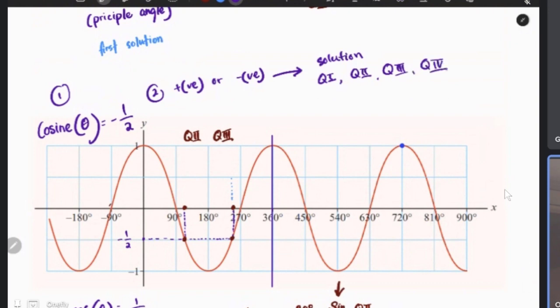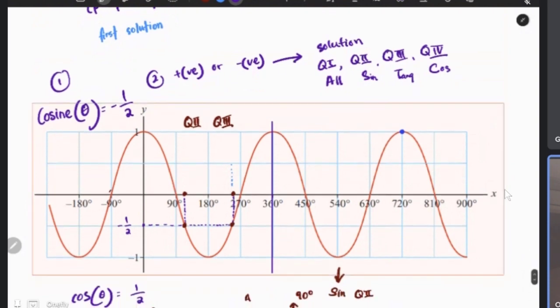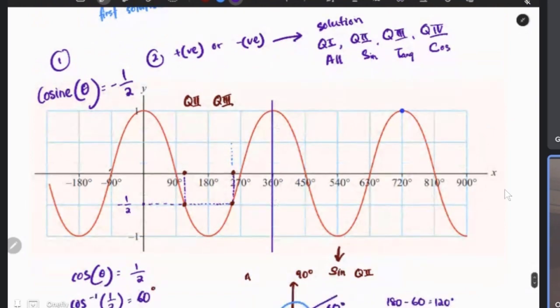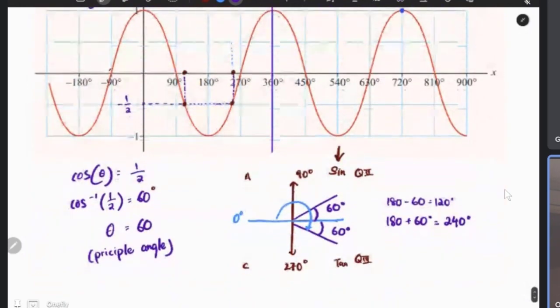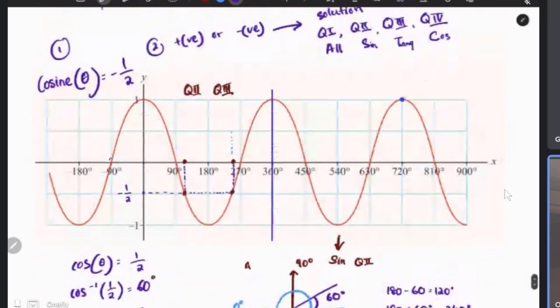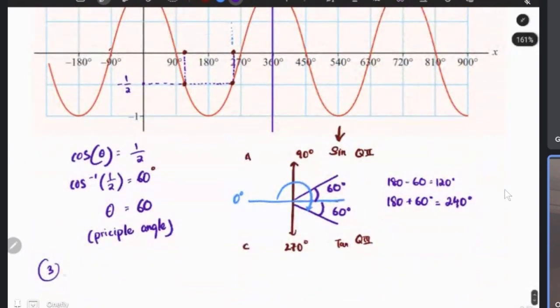How do we know? We follow ASTC. All are positive. Sine is positive, tangent is positive, cosine is positive on these respective quadrants. Once you recognize which quadrants have your solutions, step 3 is to find your principal angle. Find PA. PA is so important.